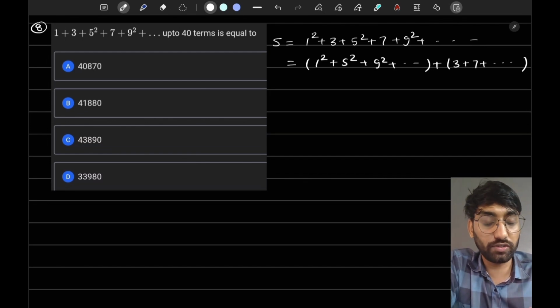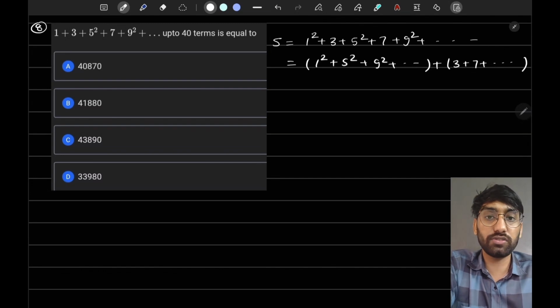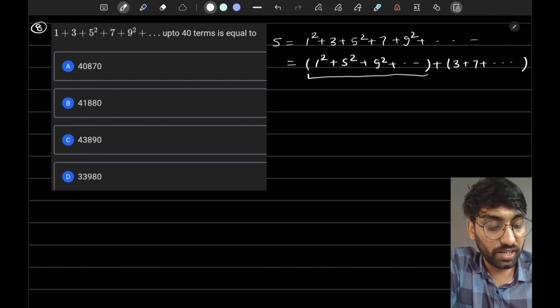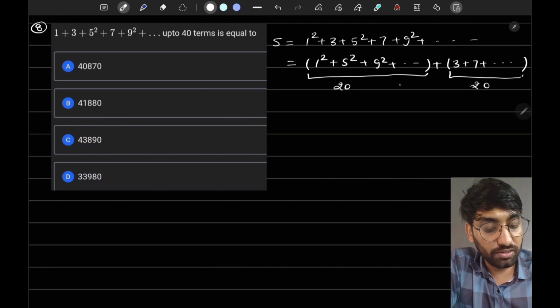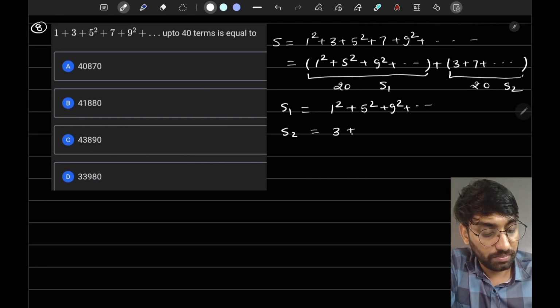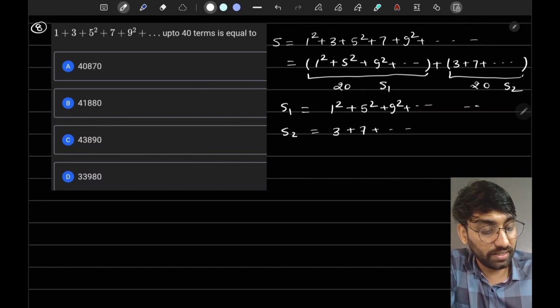So here, if the total number of terms is 40, then 20 odd terms and 20 even terms will be there. If someone asks what the number of terms is, here we are considering 20 terms and here we are considering 20 terms, right? I will take this as S1 and this as S2. S1 I am taking as 1 square plus 5 square plus 9 square and so on, and S2 I am taking as 3 square plus 7 square plus so on. And here also 20 terms are there, and here also 20 terms are there.